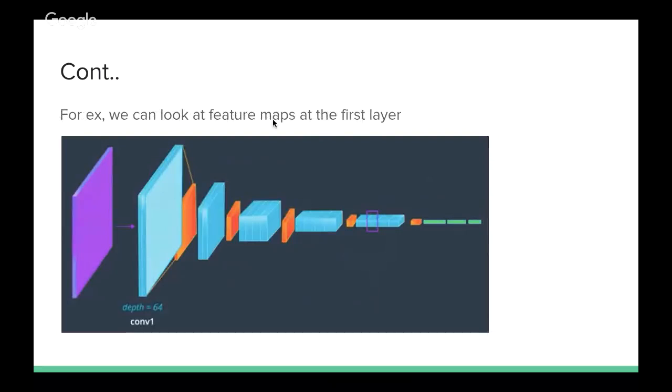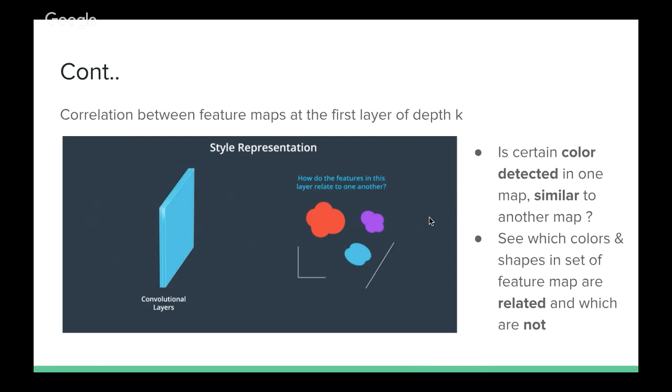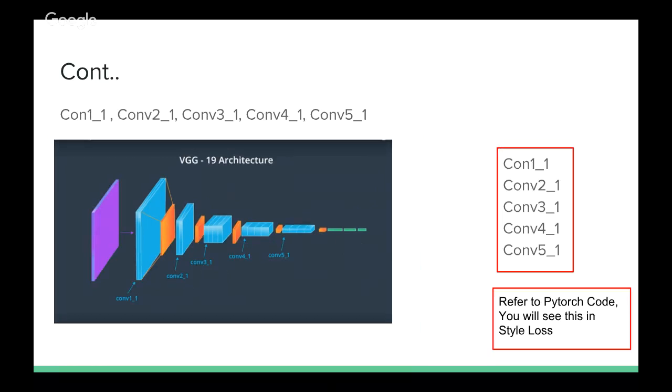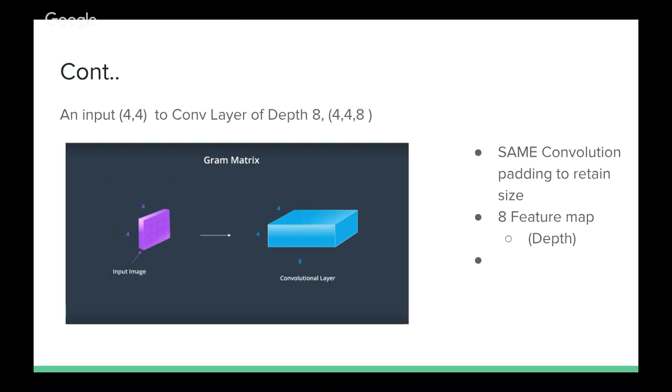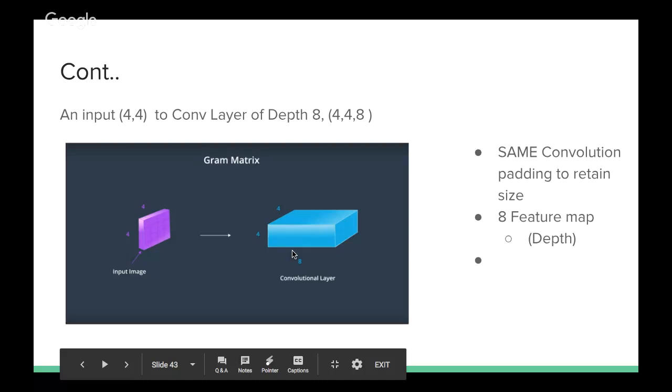For the style, they were interested in finding the correlation between the feature maps. Feature maps are nothing but those features that we extracted in all those convolution blocks. They quantify style as what is the color in it, what is the texture in it, is there any edge and stuff like that. But how to quantify it? So they introduced this concept of the Gram matrix, whereby you take an input image and then this is a convolution layer, for example.